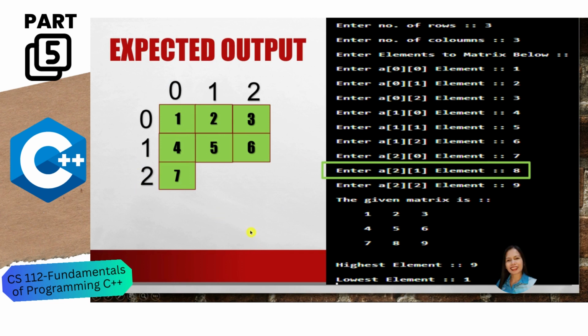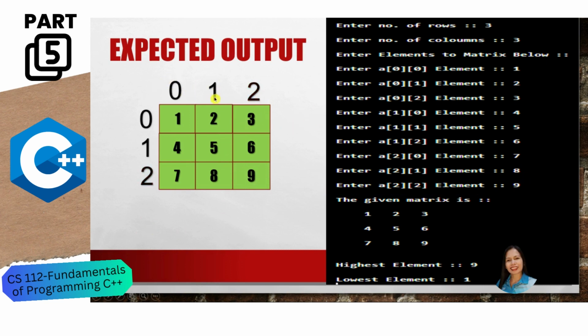Now let's proceed to number 8. For number 8, it's in row 2, and which column? Column 1. Now for the value 9, it is in row 2 and column 2.